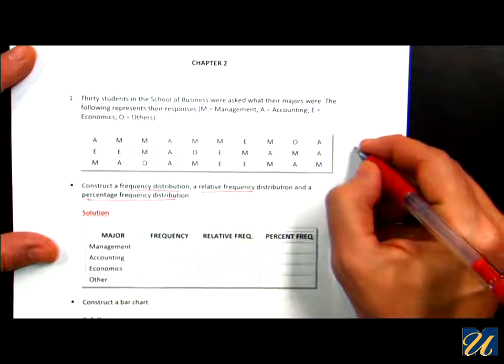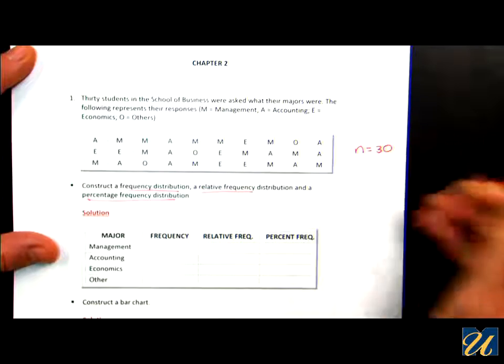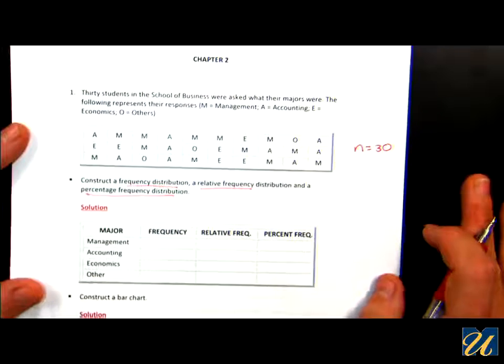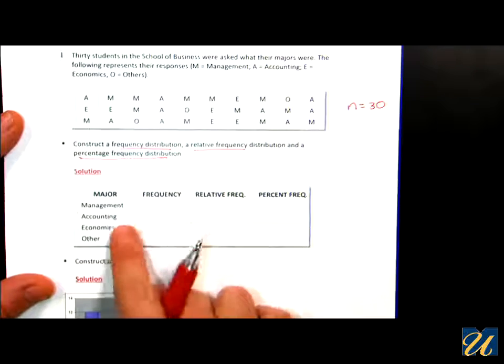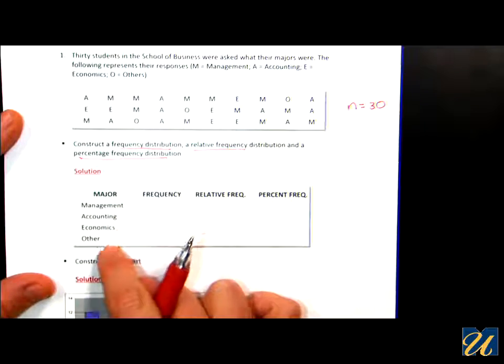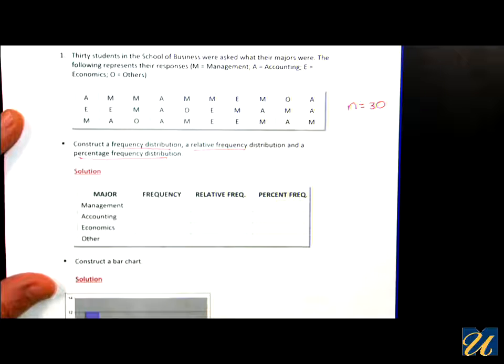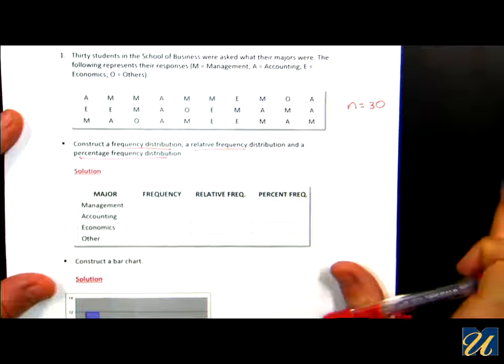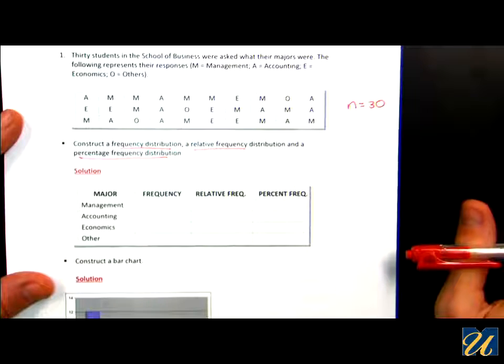Straight away, you know from the problem that N is equal to 30. So we start. Our different categories will be the different majors: management, accounting, economics, and others. You could have used whatever order you preferred. The order is not important for qualitative data. So either order of the majors would work.